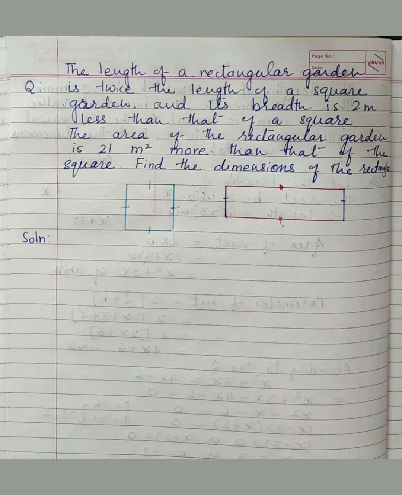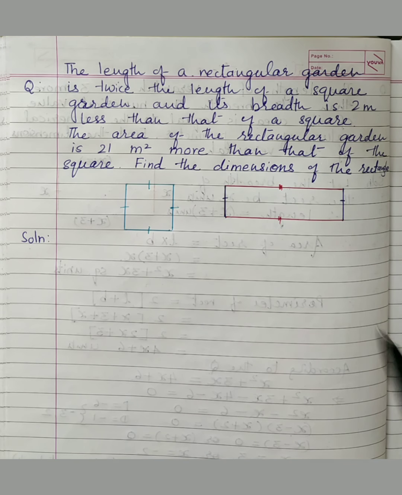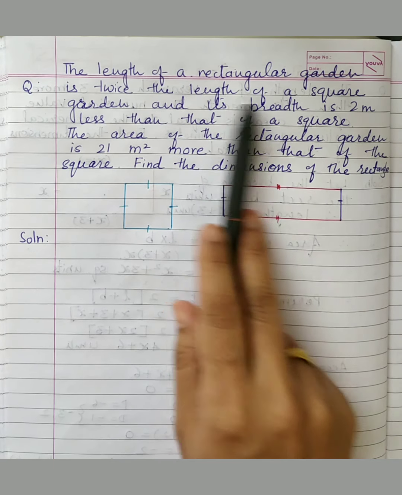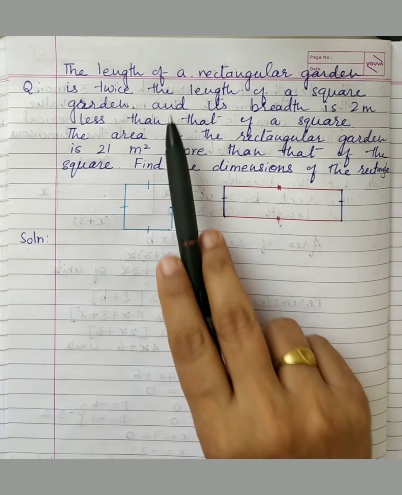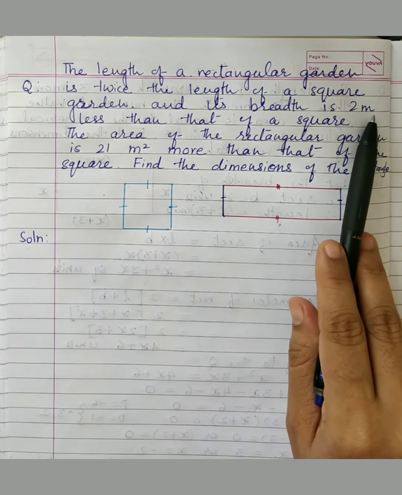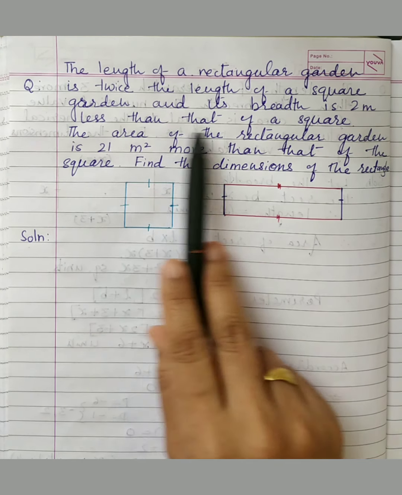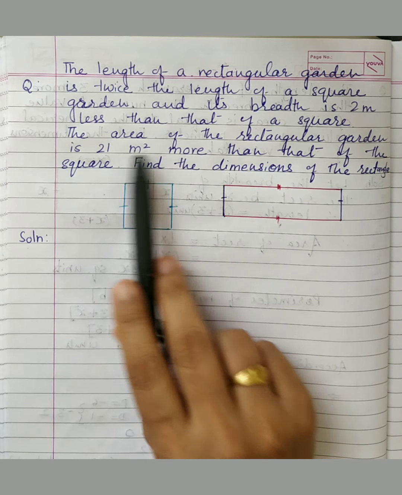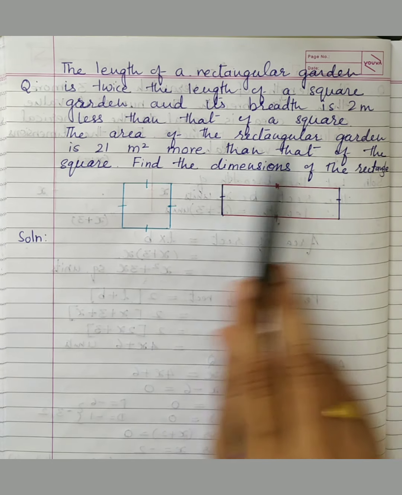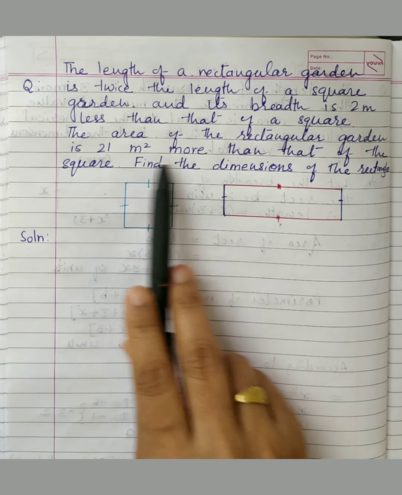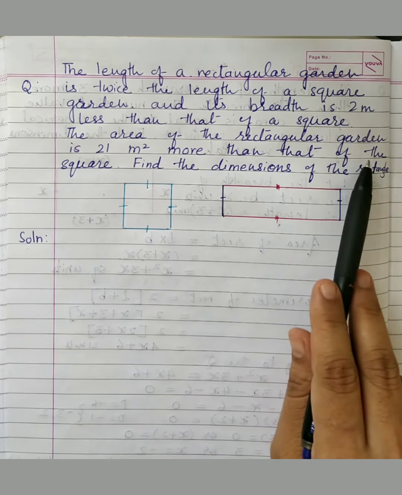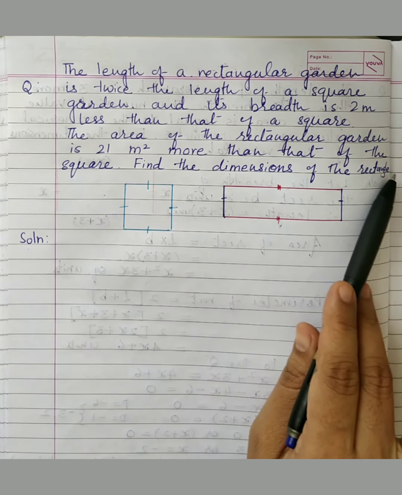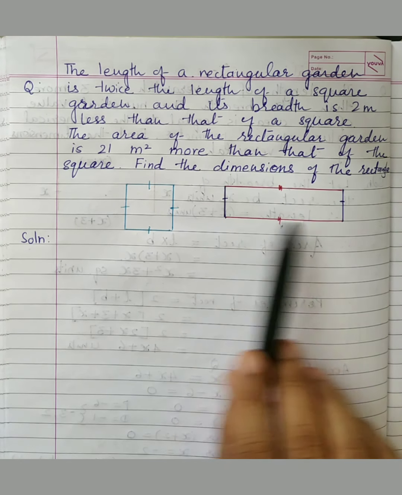Next question. The length of a rectangular garden is twice the length of a square garden, and its breadth is 2 meters less than that of the square. The area of the rectangular garden is 21 meters square more than that of the square. Find the dimensions of the rectangular garden.